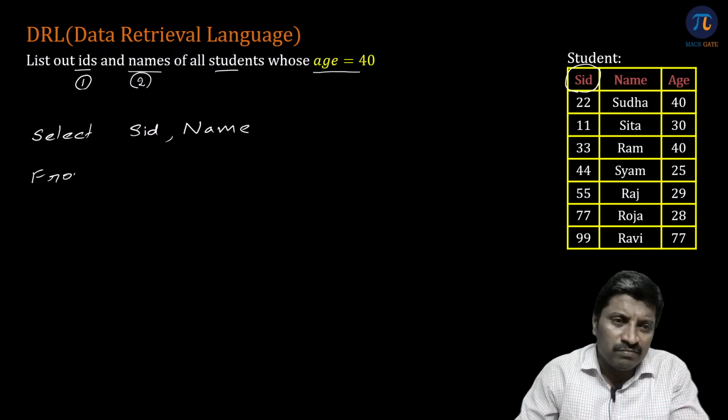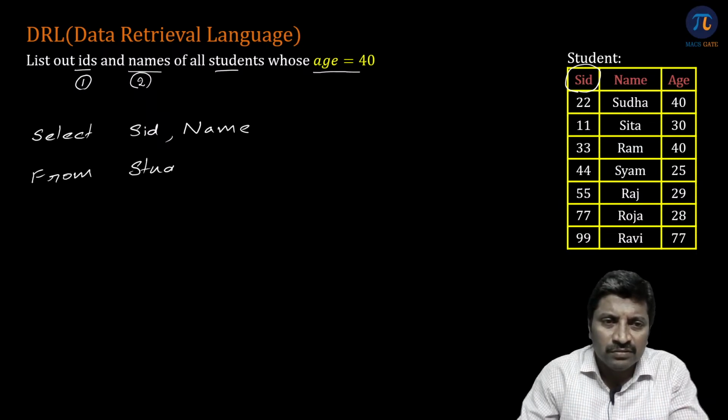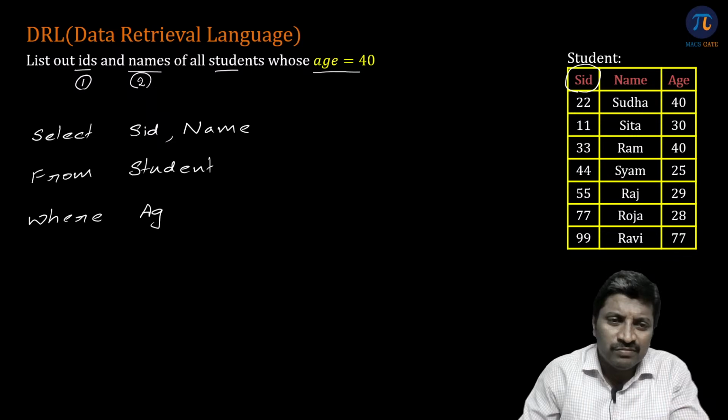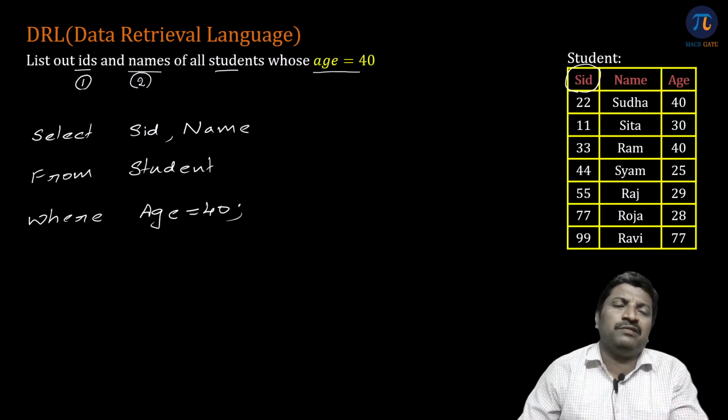From which table, sir? Student, right? Where, what is the condition, sir? Age equal to 40.